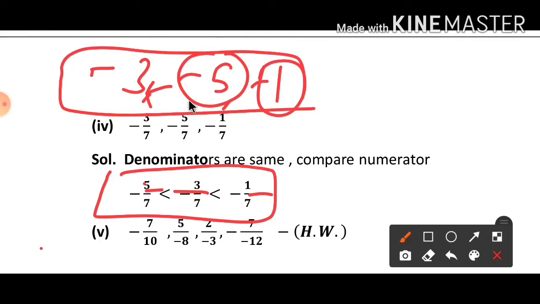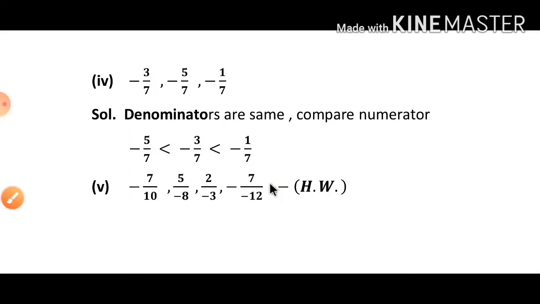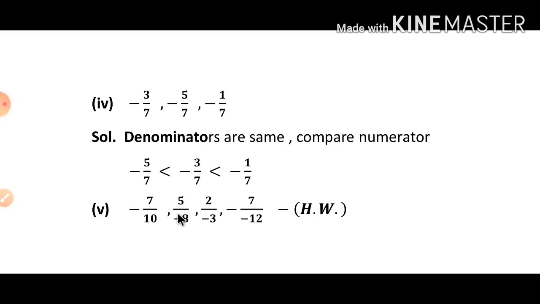Last one, 7 by minus 10, 5 by minus 8, 2 by minus 3, and minus 7 by minus 12. In this you can see 4 fractions are given. First you have to change into same denominators by taking the LCM of 10, 8, 3 and 12, and after this you have to arrange in ascending order.